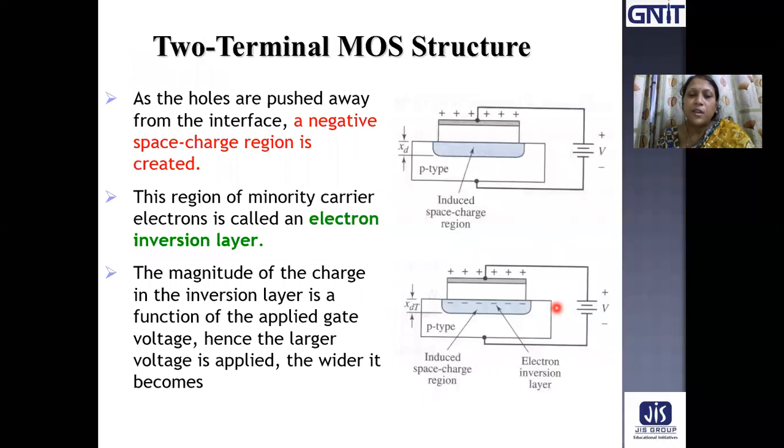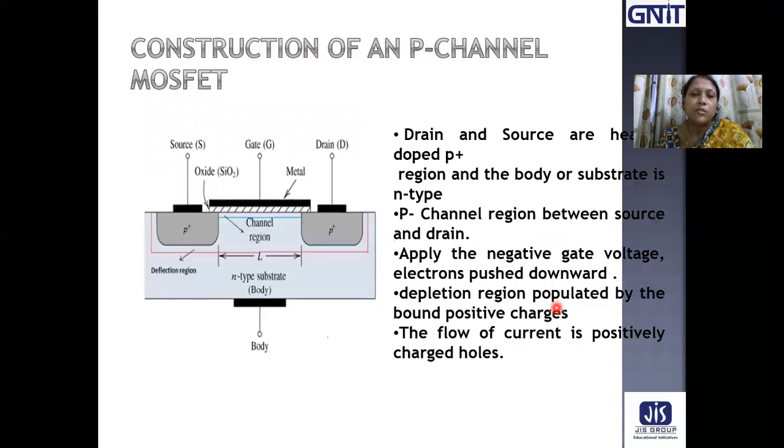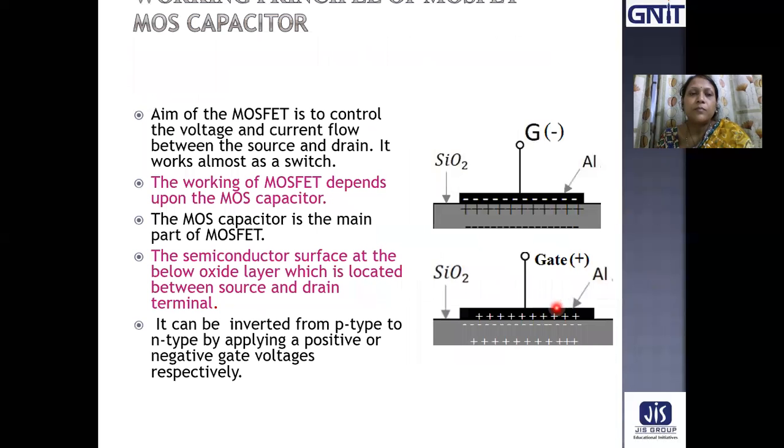And in the previous case, the flow of current was of negatively charged electrons. So the aim of MOSFET is to control the voltage and current flow between the source and drain. It works almost as a switch.